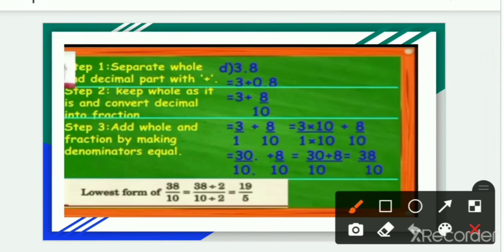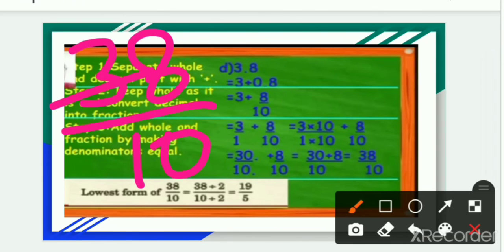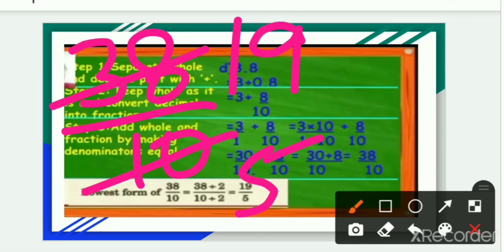So now 38 by 10 we have to divide with one table only. So we are taking the table of 2. 2 5s are 10. Divide 38 by 2. It will be 2 1s are 2. 2 9s are 18. It will be 19 by 5.